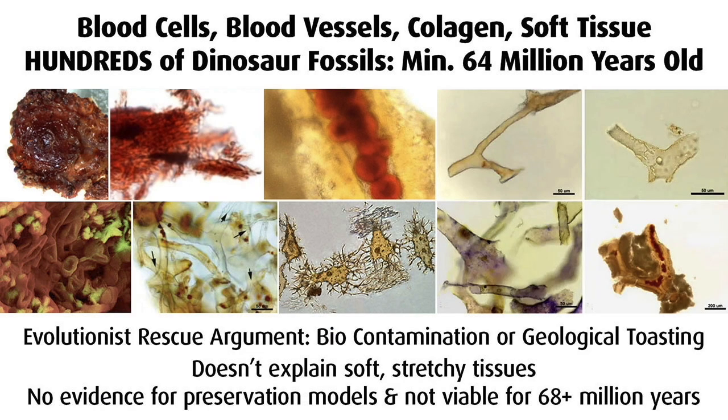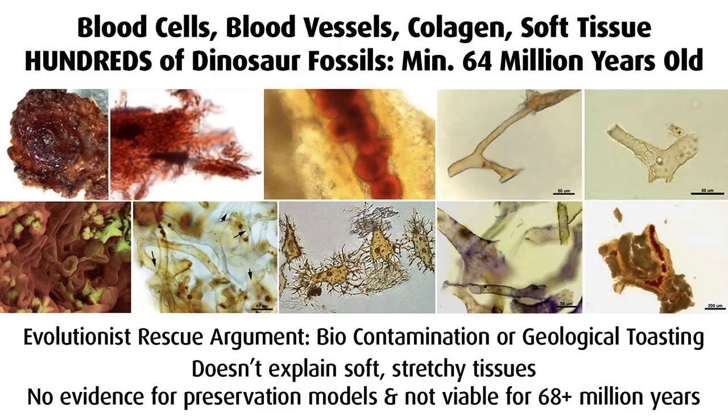Well, this wasn't just a one-time find. She has found lots of these things. Blood vessels, blood cells, collagen, soft tissue in hundreds of dinosaur fossils. So this is now a regular thing that's being found. But we're told that these are 66 million years old. And Mary Schweitzer herself believes that they are that old.